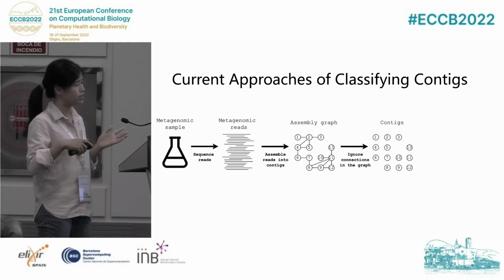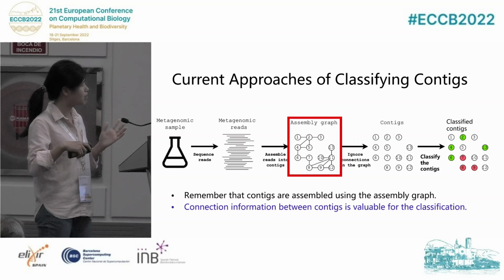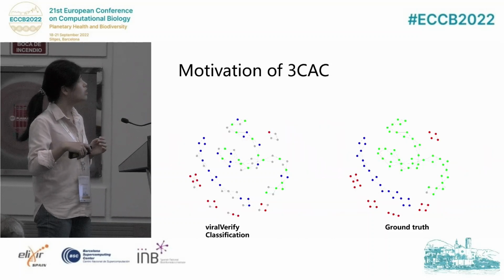However, all the existing classifiers ignore the connection information and classify each contig independently according to their composition information. So let's remember that the connection information between contigs may be valuable for the classification, and this is the innovative point in our 3CAC algorithm. So here is the motivation of the 3CAC algorithm.